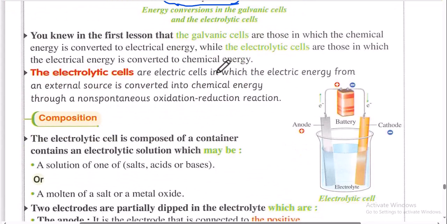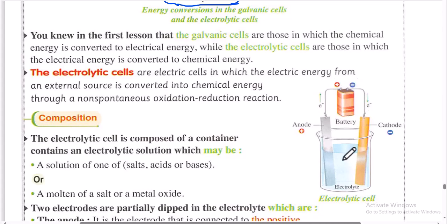So what is the electrolytic cell? Here we see the electrolytic cell: a battery, an external source of electric current. The electrode which is connected to the positive pole of the battery is the anode, at which the oxidation process happens, and the electrode which is connected to the negative pole of the battery is the cathode, where the reduction process happens. There is an electrolyte here. Electrons flow in the outer wire from the positive electrode to the negative electrode, from anode to cathode.